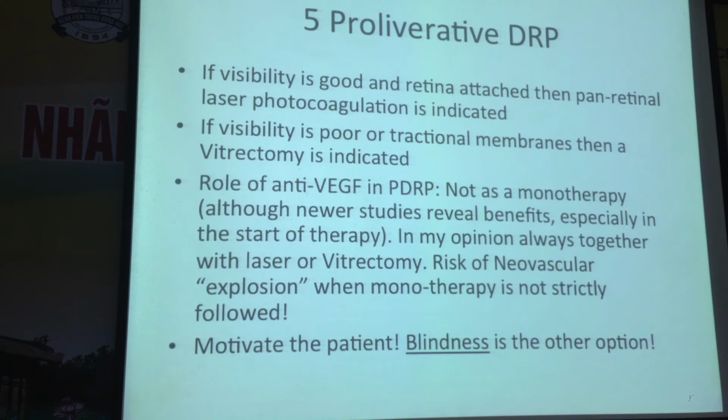The role of anti-VEGF in proliferative diabetic retinopathy is still slightly controversial, in the sense that it's not recommended as a monotherapy. Once you have neovascularization and you start injecting anti-VEGF into the eye, if one way or the other the patient interrupts his treatment and can't continue on a regular basis, what you're risking is an offshoot of VEGF response, which increases the risk of severe neovascularization and tractional membranes.